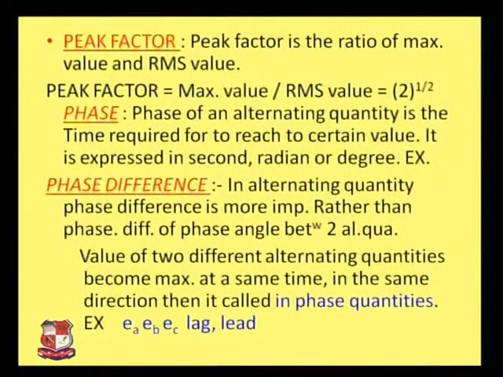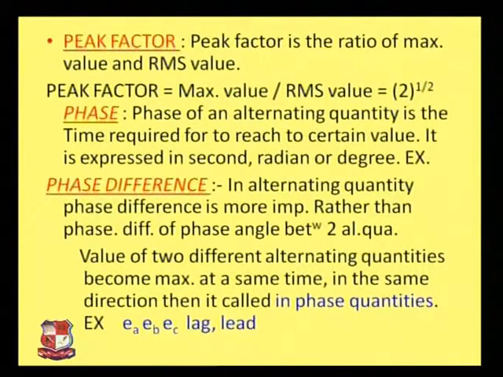Peak factor. Peak factor is the ratio of maximum value to RMS value. The peak factor is the ratio of the maximum value of the alternating quantity to the RMS value of the alternating quantity. The peak factor is equal to maximum value upon RMS value, that is equal to root 2.